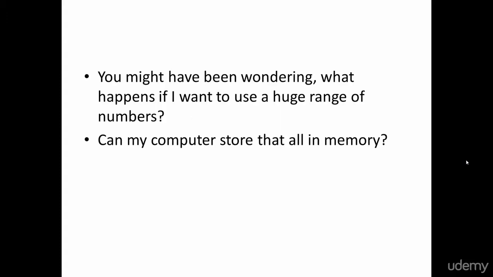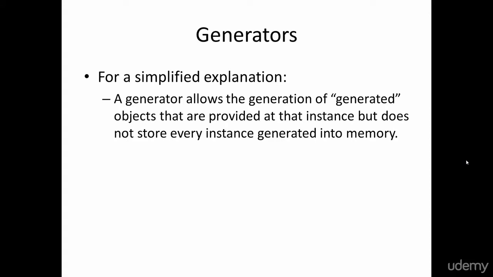So you might have been wondering, what happens if I want to do a huge range of numbers? If I said range from 0 to 1 billion, can your computer store that all in memory? That's a great question. You can imagine if we had put range 0, a billion, your output is going to have to save every single one of those numbers in a huge list. But maybe you just wanted to do a for loop for each of these numbers and didn't actually need to save the entire result. That's where generators come in, and we'll have an entire section devoted to generators.